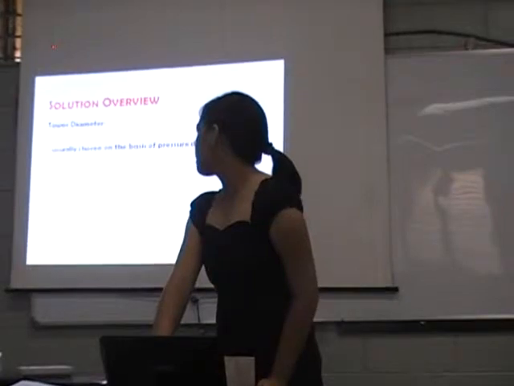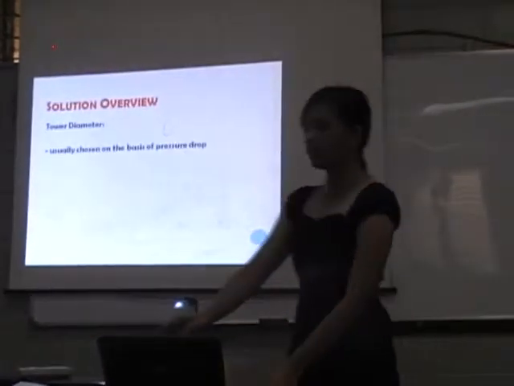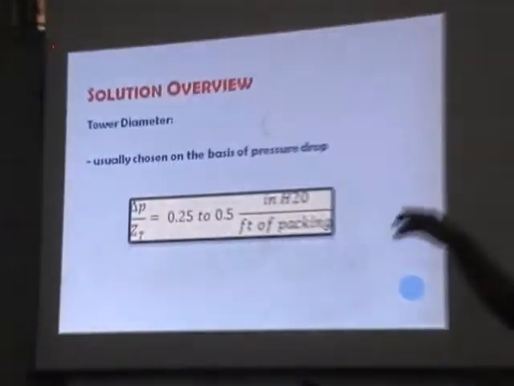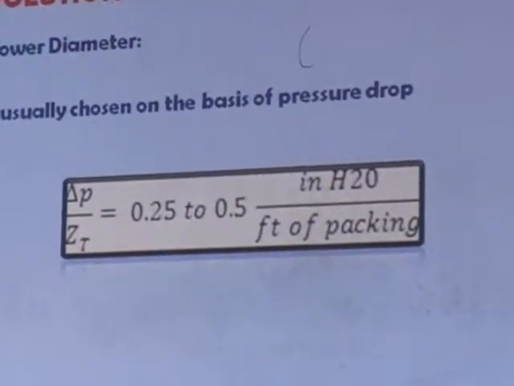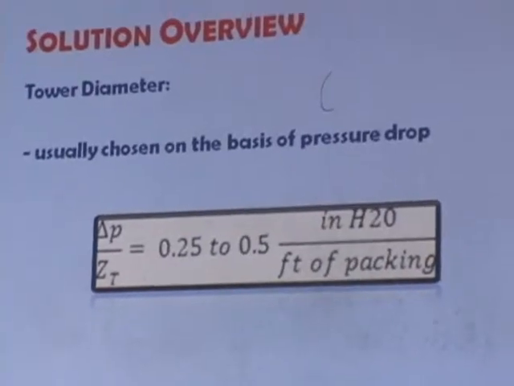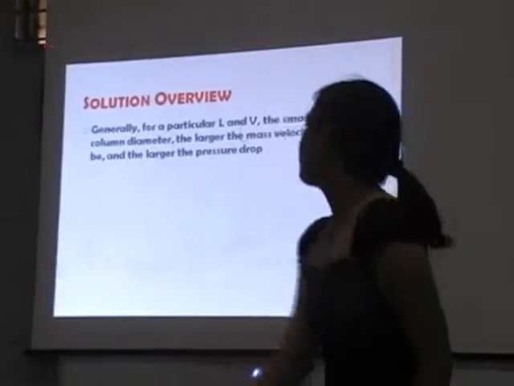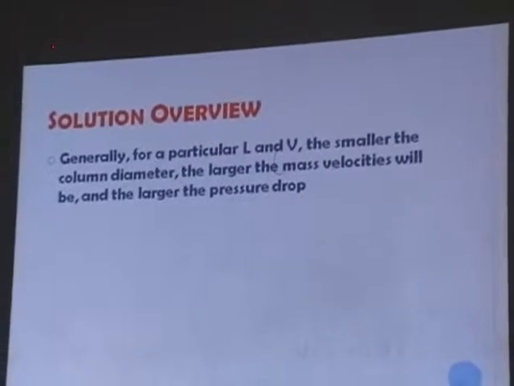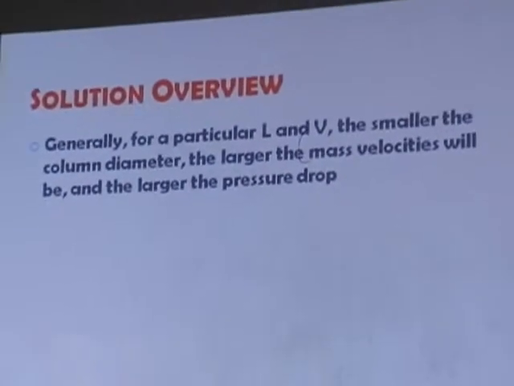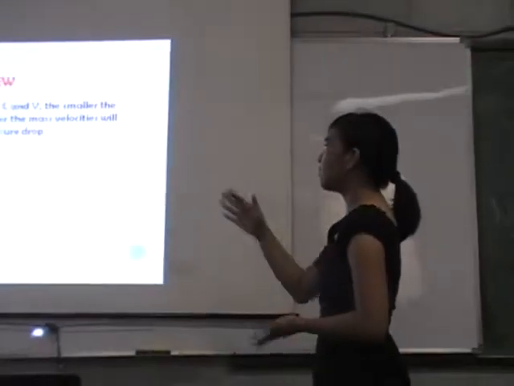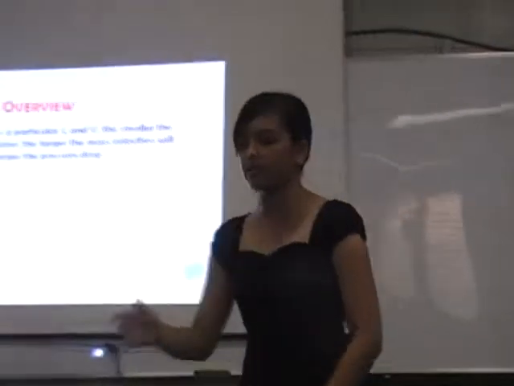Tower diameter, usually chosen on the basis of pressure drop. Ayan yung ratio dapat ng pressure drop mo tsaka ng height of packing mo dapat 0.25 to 0.5 lang. And generally, for a particular L or V, the smaller the column diameter, the larger the mass velocities will be, and the larger the pressure drop. Ayun, tandaan natin na pag mas maliit yung column diameter, mas mataas yung magiging pressure drop mo.